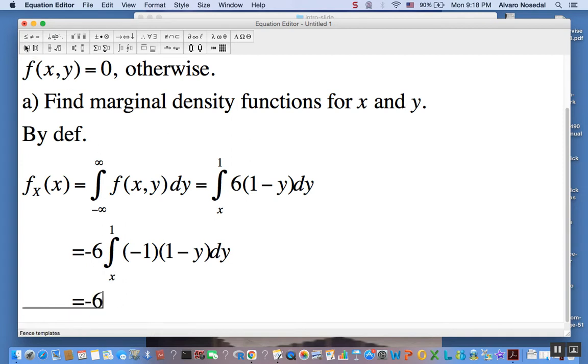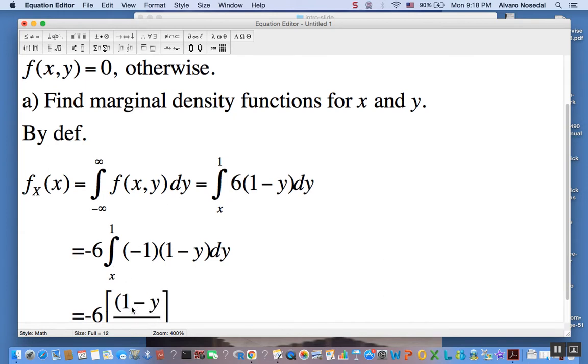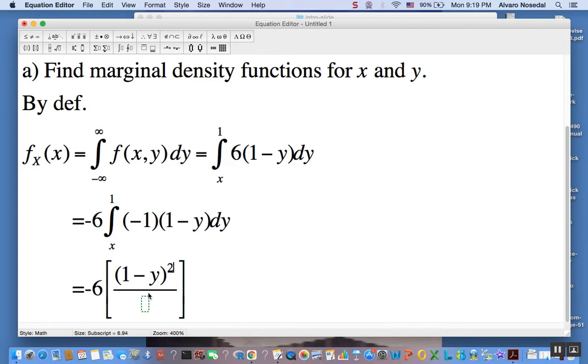So what we said we have here is this guy, 1 minus y squared divided by 2. Clearly, if you take the derivative of this guy, 1 minus y squared divided by 2, you end up with this by the chain rule. 2 divided by 2, those cancel out, 1 minus y to the power 1 times -1. Okay, so that's one way.